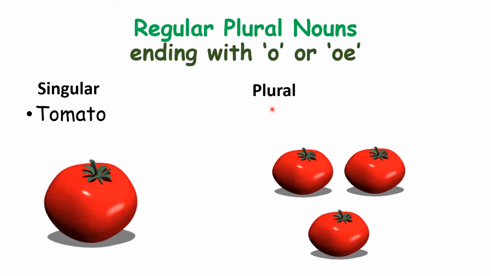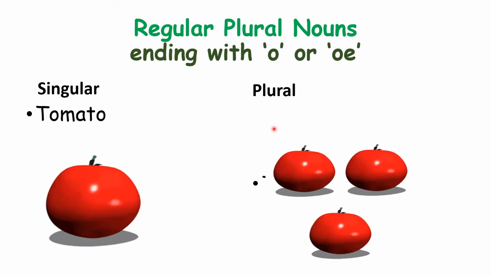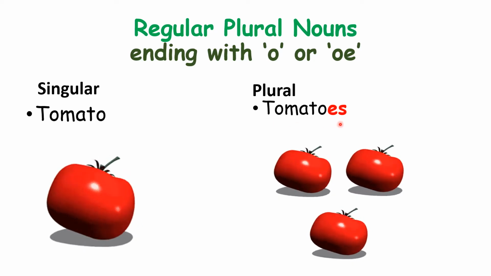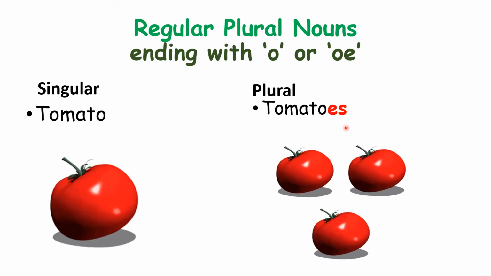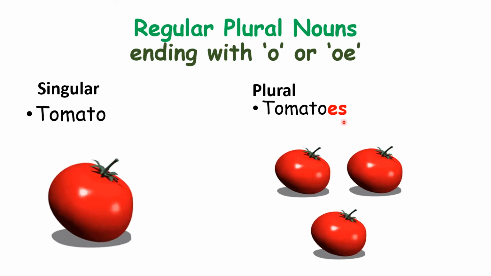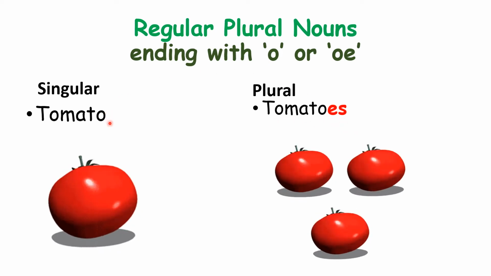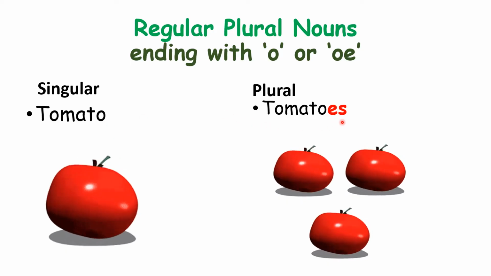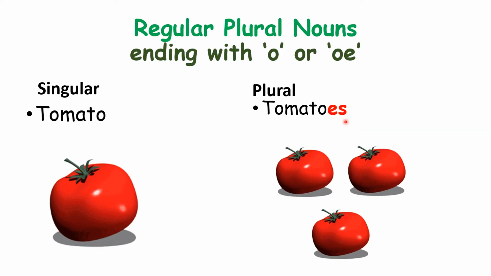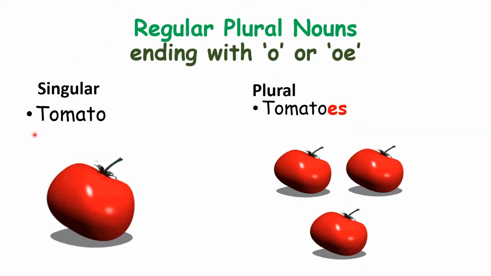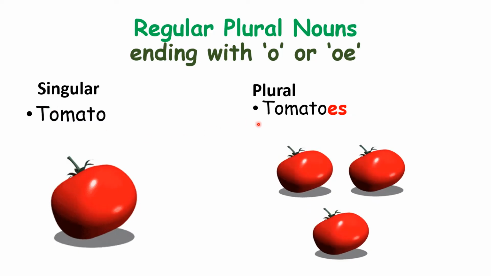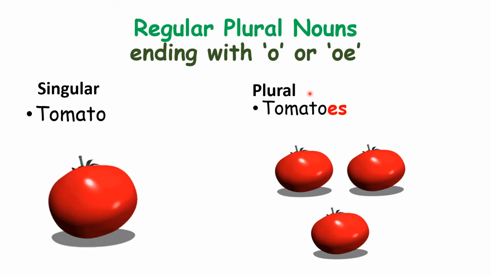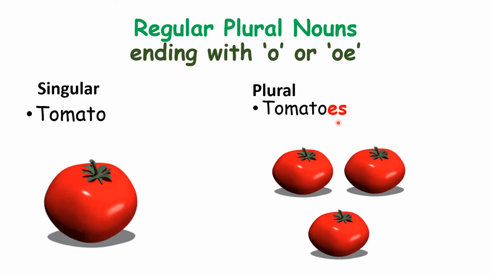Now, the plural word for tomato is tomatoes. Repeat after me. Tomatoes. If the word ends with the letter O, we would usually add the letters E and S at the end of the plural noun. From tomato as singular, it becomes tomatoes for plural. We add the letters E and S.